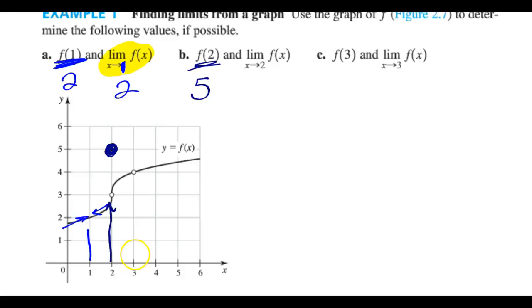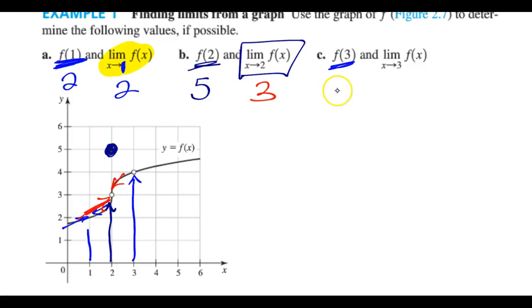And the limit also exists, but it's not 5, because its approach from the left and from the right is approaching 3. Even though the function doesn't exist, remember it's not about the destination, it's about the approach as it comes. So f at 3 does not exist. I have a hole there. But the approach from the left and the right is approaching 4.